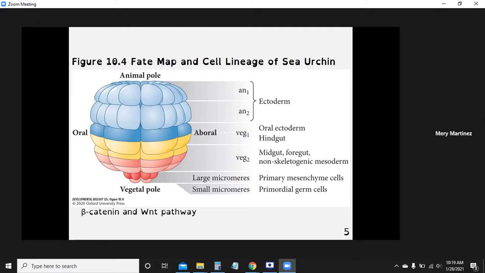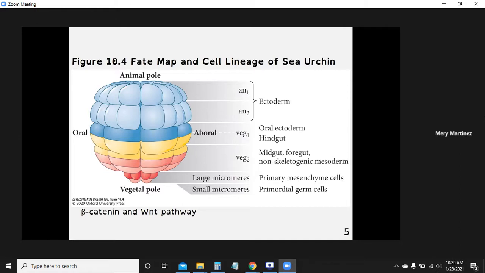The micromeres, which are the larger ones here in red, produce the primary mesenchyme, the skeletogenic mesenchyme. Those are the ones that are going to form the larval skeleton.